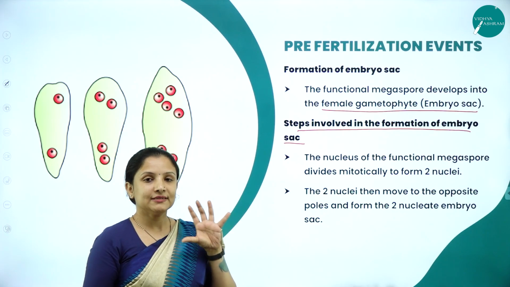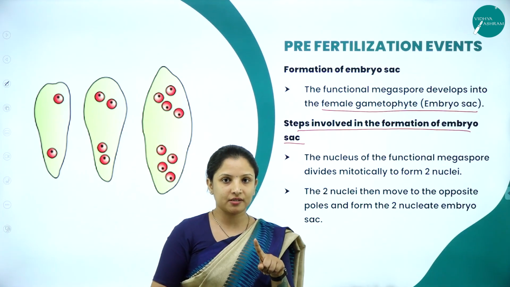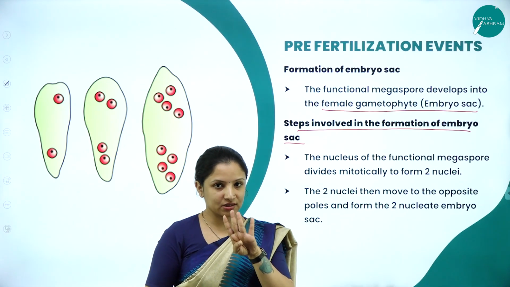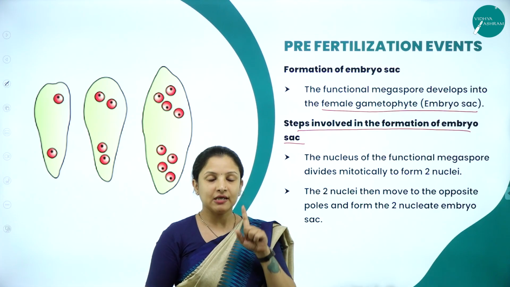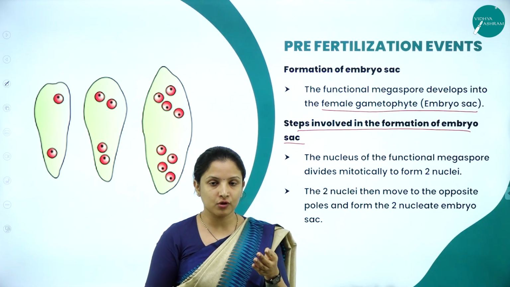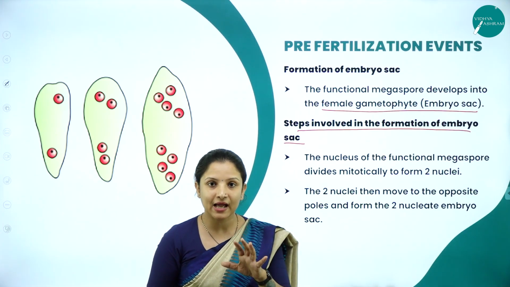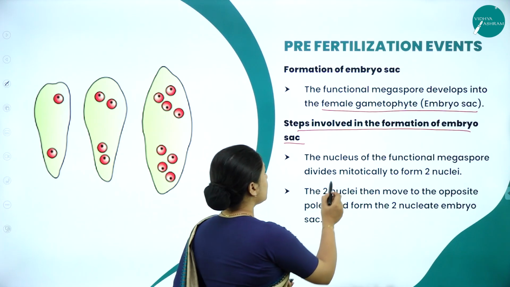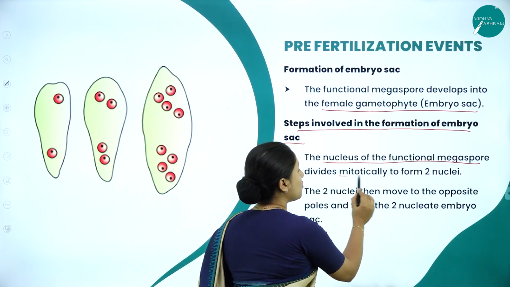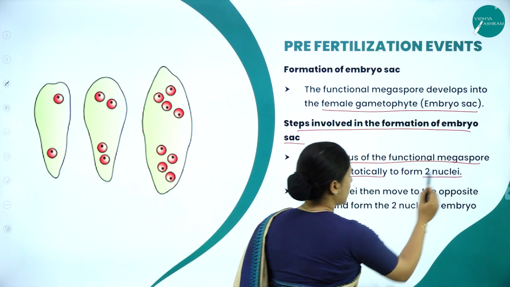Now, inside the one functional megaspore, we learned that out of the 4 megaspores formed, only one is functional, and it will develop into the embryo sac. Inside that megaspore, it is a cell, so obviously it will have a nucleus, right? The nucleus of the functional megaspore will undergo mitotic division to form 2 nuclei. How many?